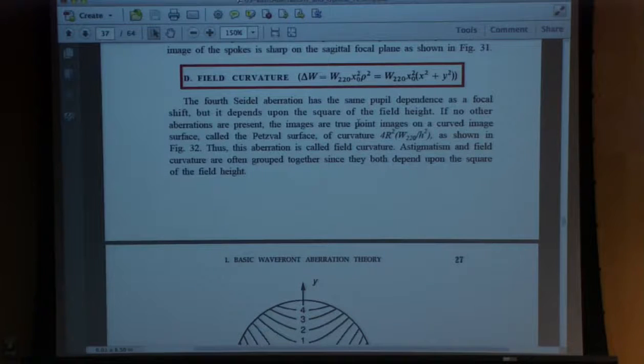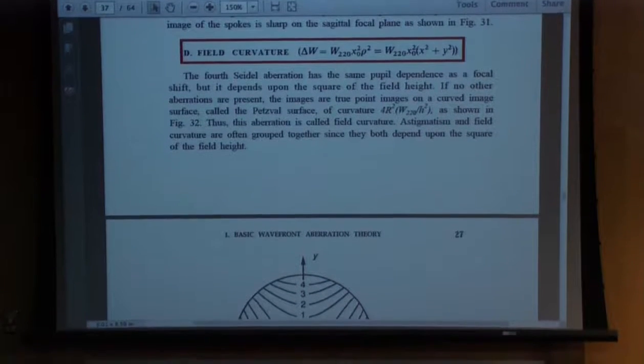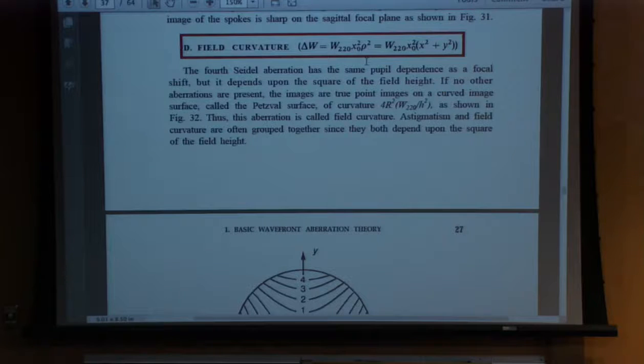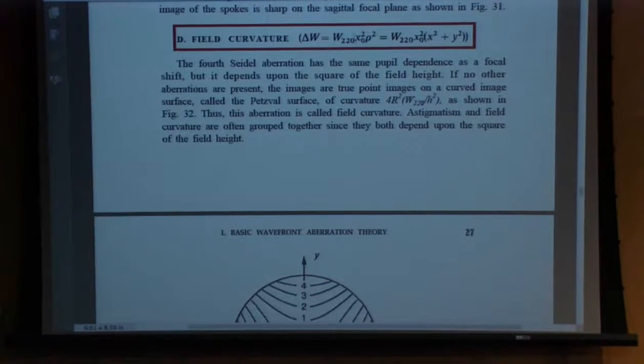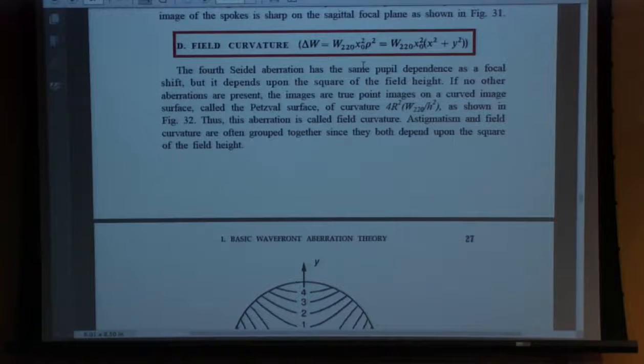But the problem with it is that it's a focus shift, but the focus shift depends upon the field, and it varies as a square of the field. And so it's really saying if we have no other aberrations, we'll get a very good focus, but the focus will be on a curved surface that we often call the Petzval surface. That's a problem we have. It's not something in testing that we measure too often.